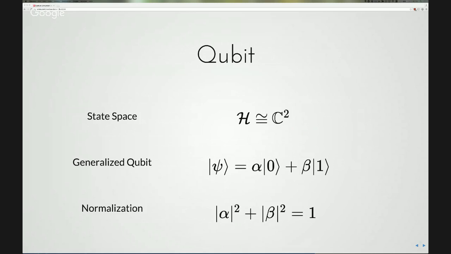A qubit really is a linear combination of 0 and 1, and that is not surprising because that's what we've been saying so far, right? A qubit is a superposition of 0 and 1.